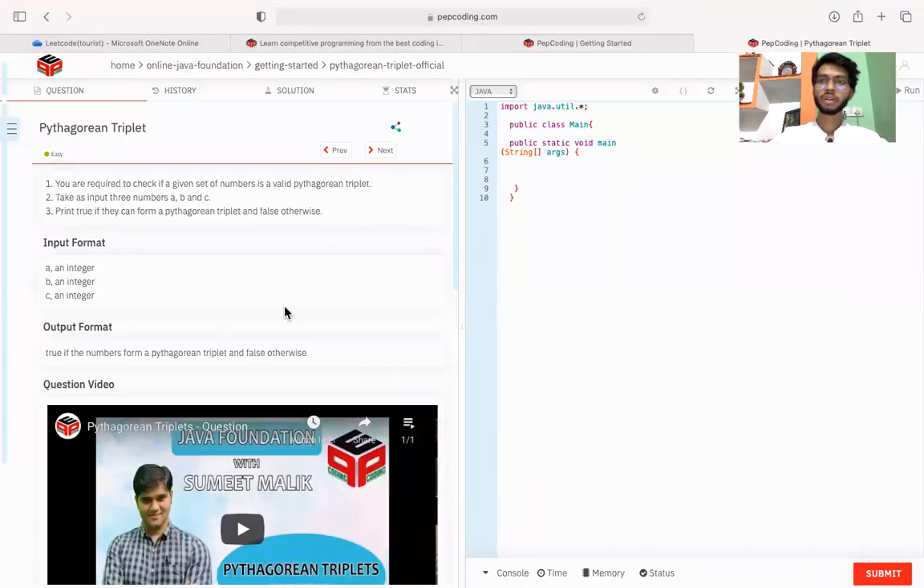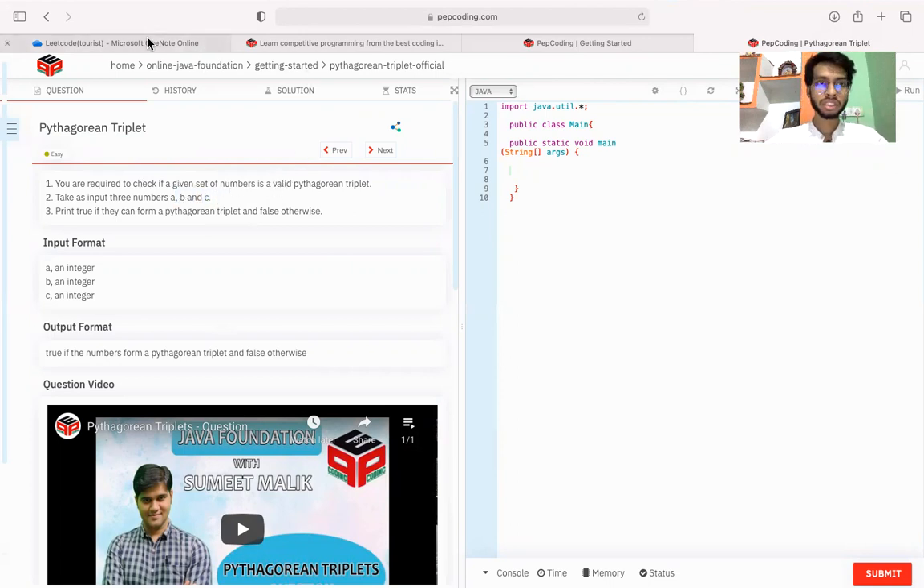So, hey everyone, today we are going to discuss a problem, and the name of the problem is Pythagorean triplet. Okay, so what does the problem statement say? The problem statement says that we need to take three inputs, that is A, B, and C, and find out whether these three numbers can make a valid Pythagorean triplet or not.